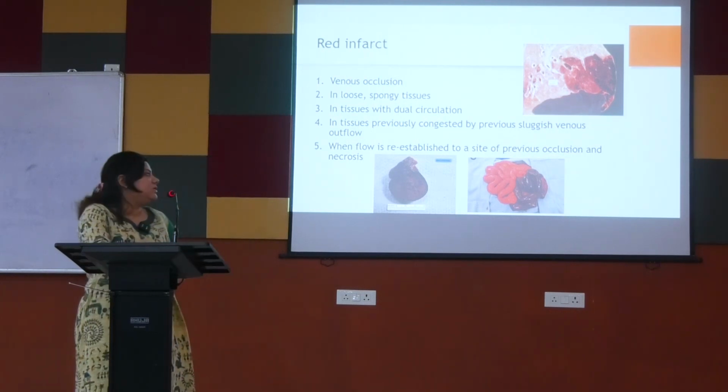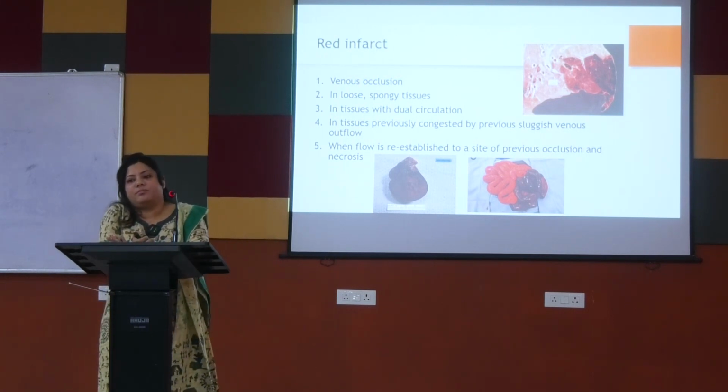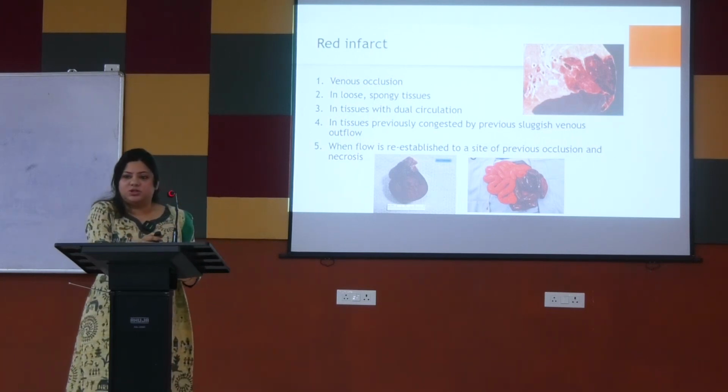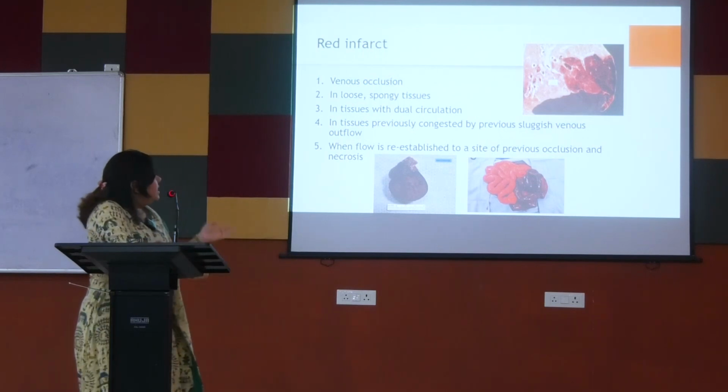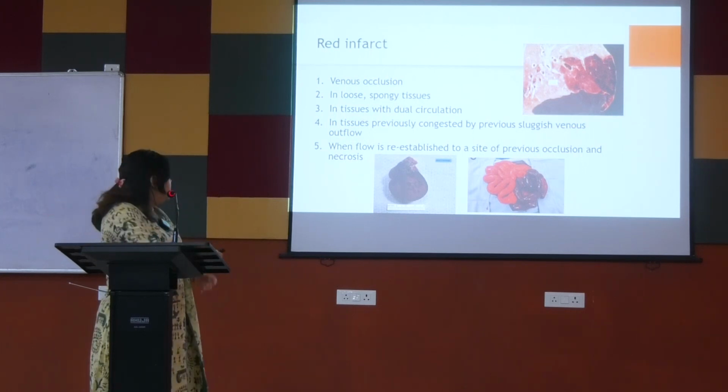They are also organs with dual circulation. And forearms, right? Ulnar and radial. So these are the tissues with dual circulation. That is why blood seepage will continue, blood flow will continue in these organs. That is why it will give rise to red infarct.